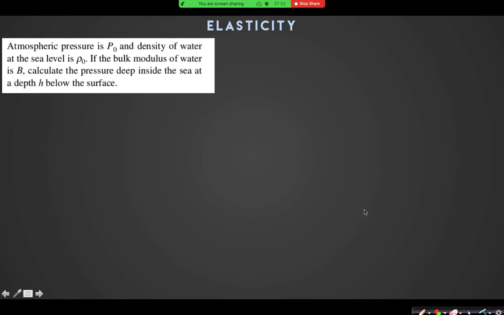Look, the question says that at the water level the density is rho naught. As you go down, will the density remain the same or will it change? It will increase. The reason is very obvious.